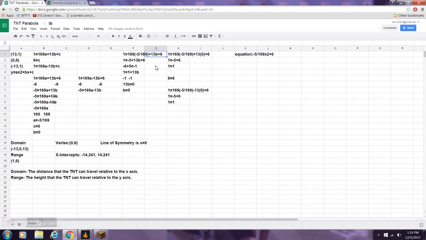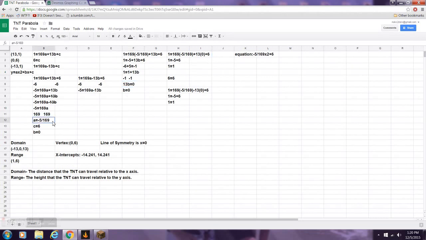Over here, because of how the sheet works, I couldn't put plus 5 on there, so I just did negative 6 plus 5 equals negative 1. So then it showed what it would be on here. I put this just for consistency. So it made 13b equals 0, so b equals 0.